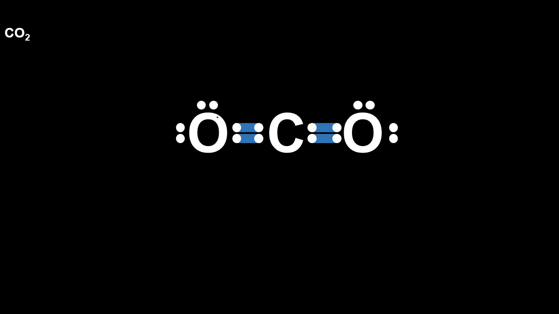1, 2, 3, 4, 5, 6, 7, 8. And again 8, and again 8. So all of these atoms are stable. All of them now have 8 valence electrons.